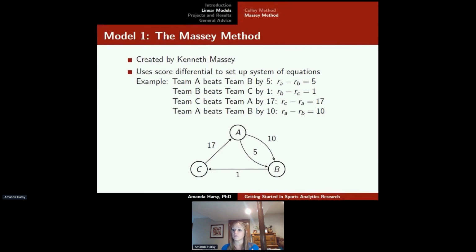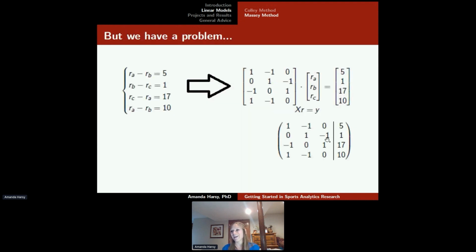So this is an easier way to set up a system of equations. In this case, we just say that the difference between the two ratings of a team is just their score differential. So team A beat B by 5, they lost to C by 17. And so you can set up this system of equations. But we have a problem here, okay? A lot of times when teams play each other more than once, we aren't going to have the same score differential. So we know automatically that we're not going to get a solution for this. This is going to be an inconsistent system.